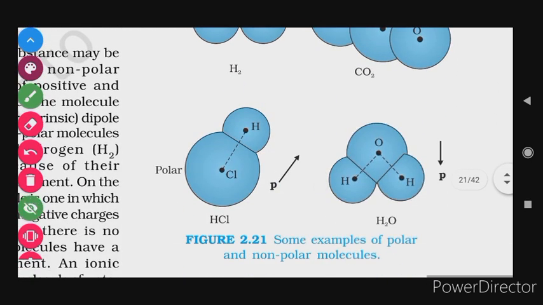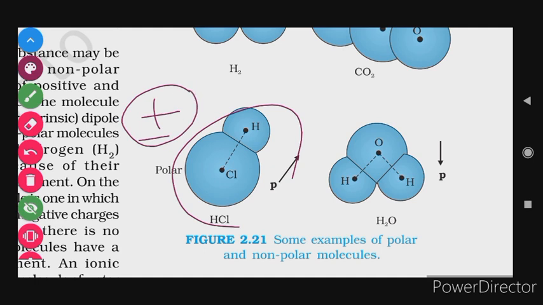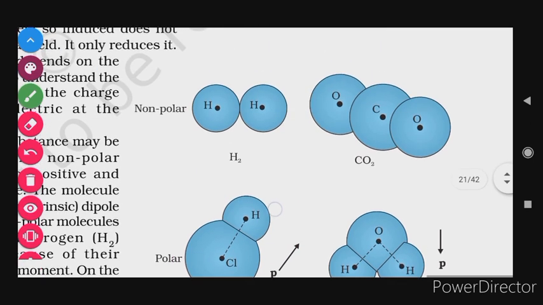A polar molecule is one in which there is a dipole by itself. This is called intrinsic dipole moment, like you see in HCl. What is meant by dipole moment? They have a dipole moment, that is, their positive and negative centers do not coincide. And in the case of a non-polar molecule, like you see H2 and CO2, the positive and negative centers coincide.